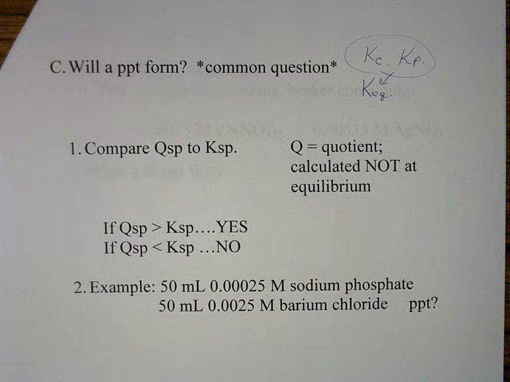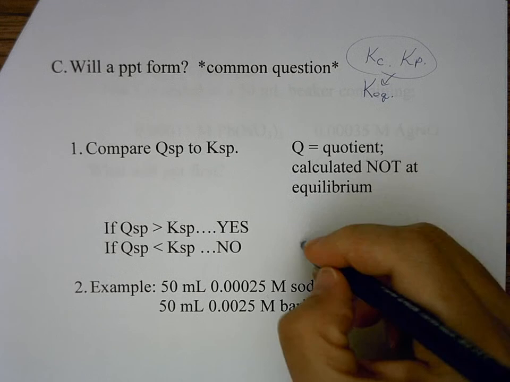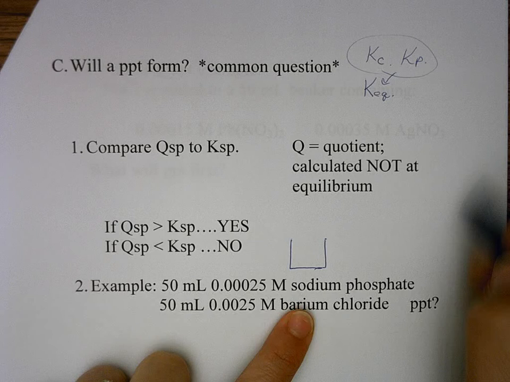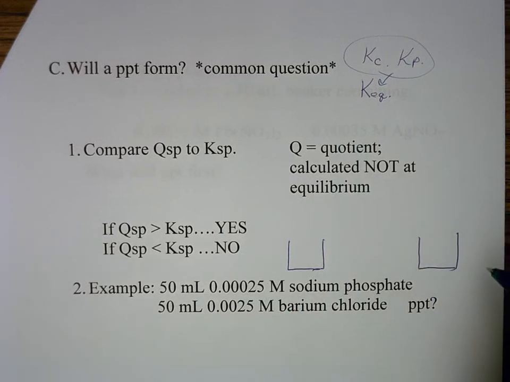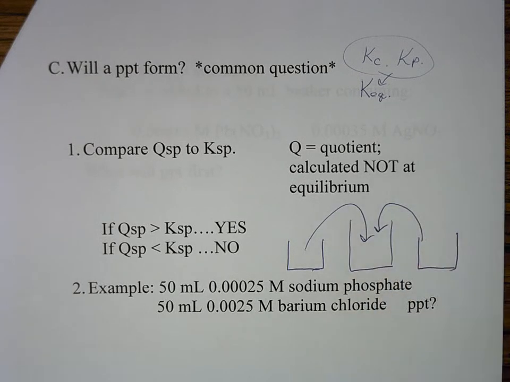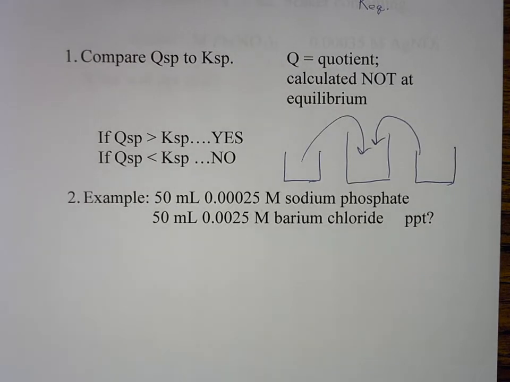Okay, so I have these 2 solutions with very tiny concentrations, and I'm going to mix them together, and I need to figure out if a precipitate will form. So in one container, I've got 0.0025 molar sodium phosphate. In one container, I've got 0.0025 barium chloride. And I'm going to mix them together in one solution. So what you need to think about, first of all, is the overall double replacement reaction that might take place and what precipitate I would get out of this.